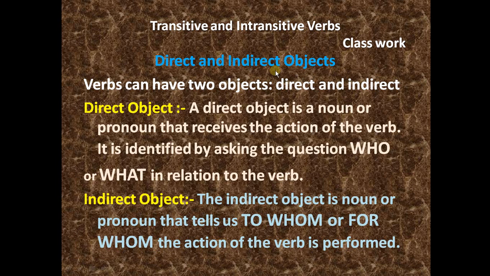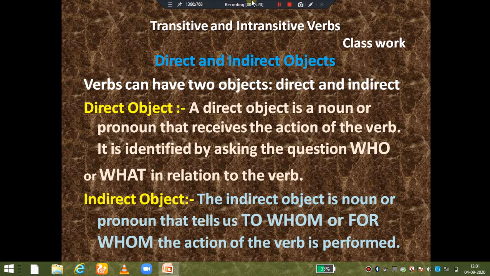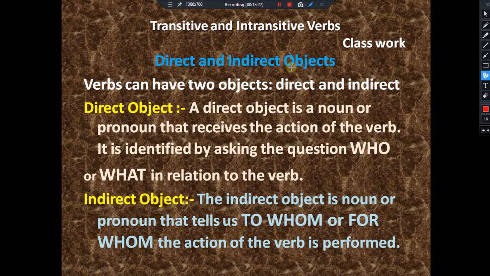This is your classwork, students. You have to write down the definition in the classwork. First of all, the heading: transitive and intransitive verbs. Tomorrow I'll be teaching you how to use these objects in the transitive and intransitive verbs. Now see, direct and indirect objects. Verbs can have two objects. As I have told you, the first one is direct, the second one is indirect.